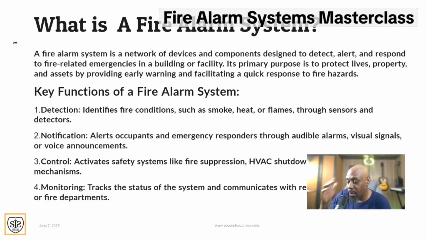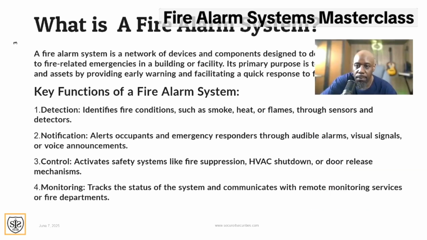The key functions of a fire alarm system are: detection, identifying fire conditions such as smoke, heat, flame, or through sensor detection; notification, alerting occupants and emergency responders through audible alarms and visual signals; control, activating safety systems like fire suppression systems, HVAC shutdowns, and door release mechanisms; and monitoring, tracking the status of the system and communicating with remote monitoring services like the central station so they can call the fire department if the alarm goes off.